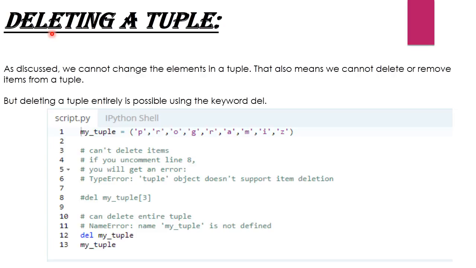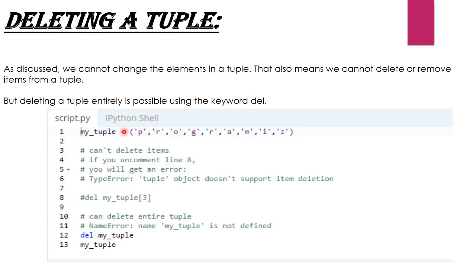Now, deleting a tuple. As I have told you before, we cannot change the elements in a tuple. That means we cannot delete or remove an element from the tuple. But deleting the tuple entirely, that means deleting the tuple completely, is possible using the keyword del. We cannot delete a specific item from the tuple, but we can delete the entire tuple.